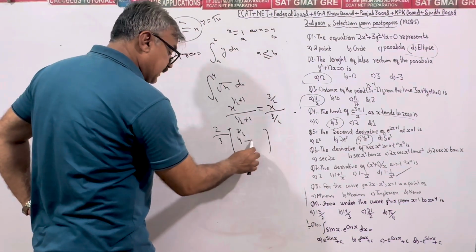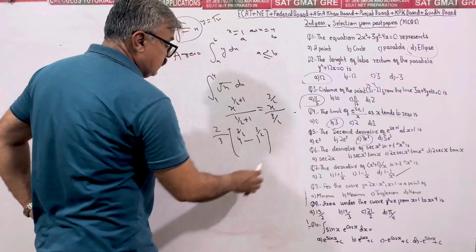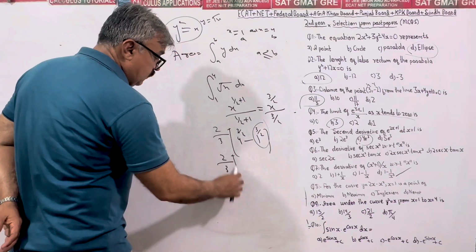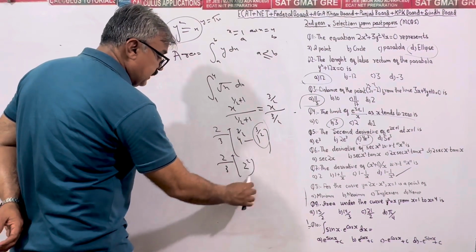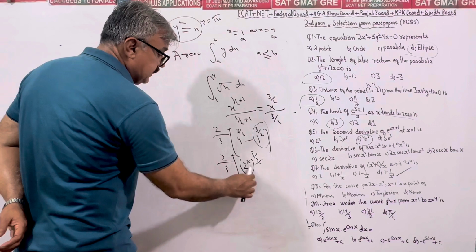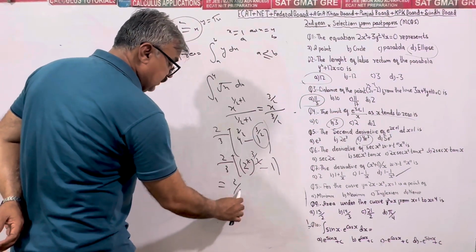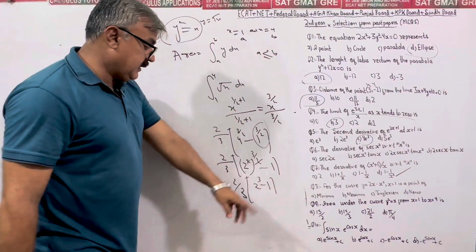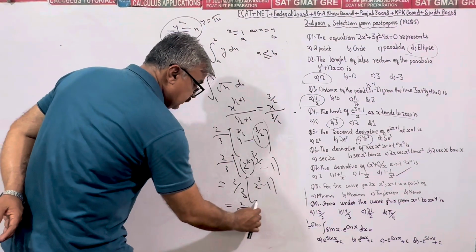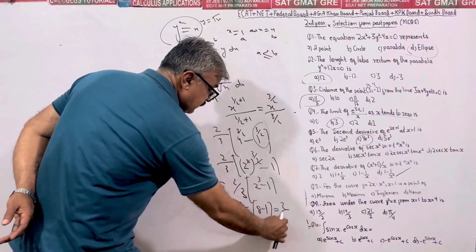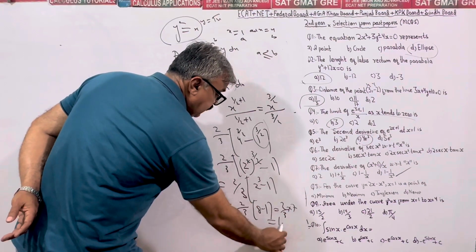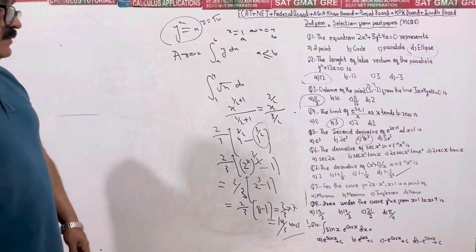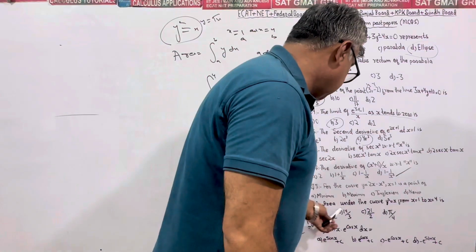Put the limits: upper limit 4 raised to 3 over 2 minus lower limit 1 raised to 3 over 2. Whatever the power of 1, it's 1. How to handle 4 raised to 3 over 2? 4 can be written as 2 square, and the 2 cancels, giving 2 cube minus 1. 2 cube means 8, 8 minus 1 is 7. So we have 2 over 3 times 7, which is 14 over 3 units. In that case, our option is B.